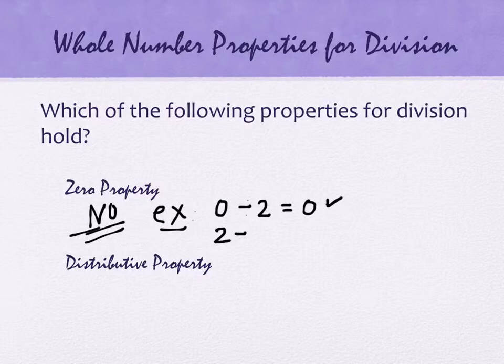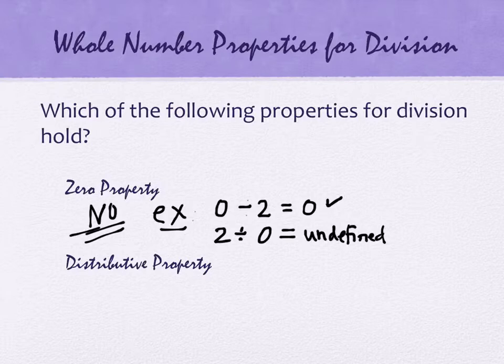But I can't do that in the other order. This commutativity problem keeps coming back to bite us. 2 divided by 0 is not even defined. This is undefined. Let me actually write it this way. This is equal to undefined. It is not equal to 0. It's not equal to anything. So this is a problem. So this is not a zero property.